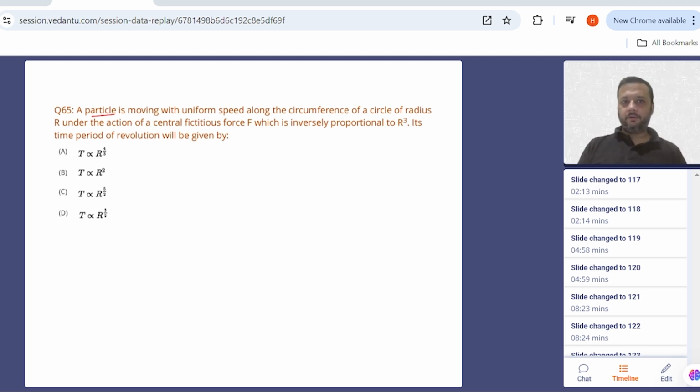A particle is moving with a uniform speed along the circumference of a circle of radius r under the action of a central force F, which is inversely proportional to r cube. The time period of the revolution will be given by.